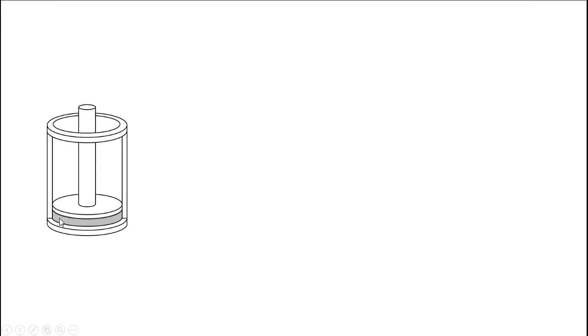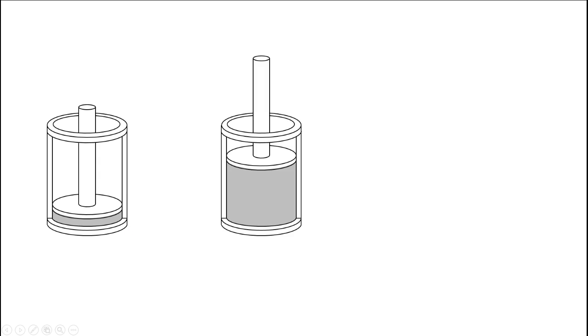Here's a cylinder that contains some ideal gas. This is a piston that can slide up and down. And we are going to expand this gas at a constant pressure. And that means we have to add some heat. When the gas expands, it exerts a force on the surroundings. That's why the piston moves up.